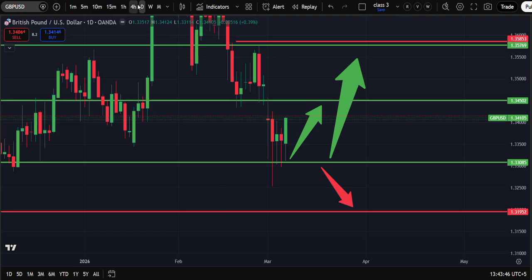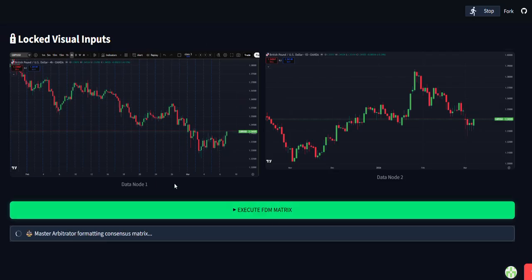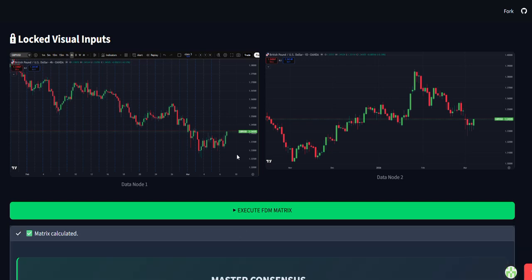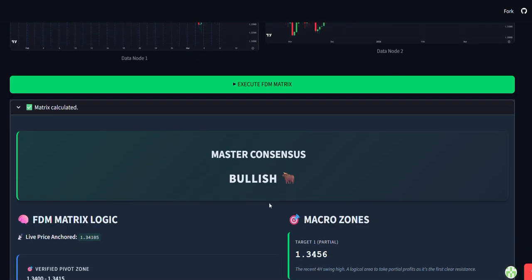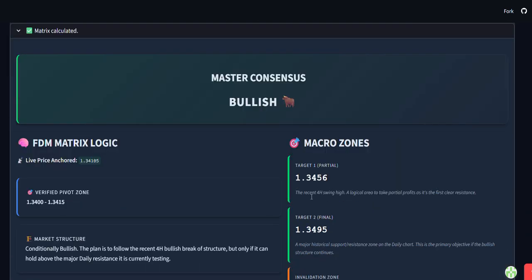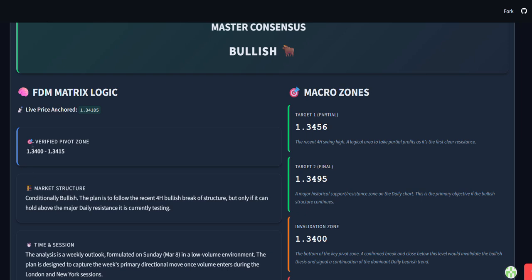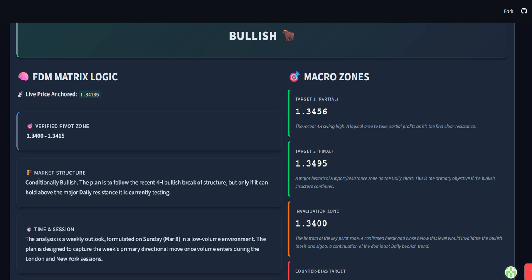So let's see what the AI has said. It's working. Let's pause the video. So guys, the analysis is complete. Master consensus. It's bullish as well. The reason being verified pivot zone 1.3400, 1.3415. Market structure conditionally bullish. The plan is to follow the recent 4H bullish structure break of structure, but only if it can hold above the major daily resistance it is currently testing.